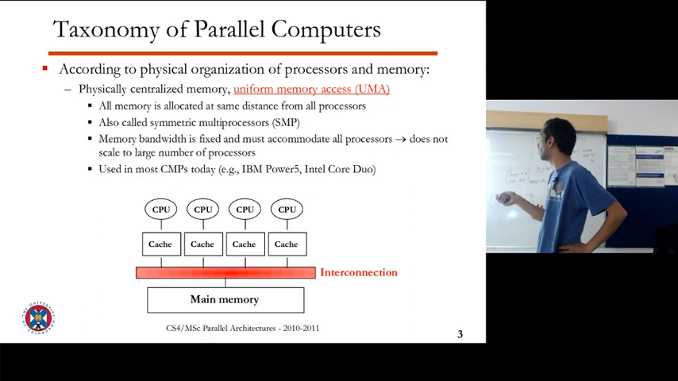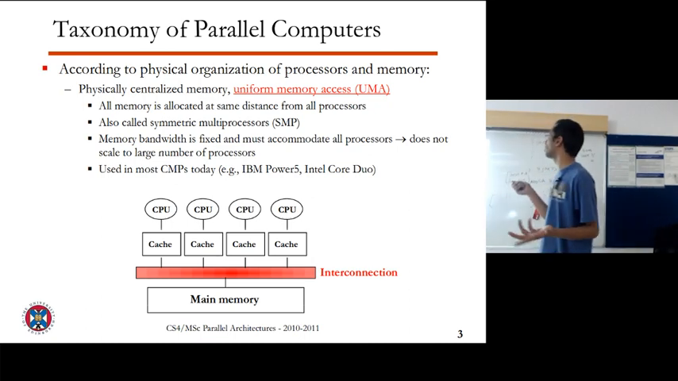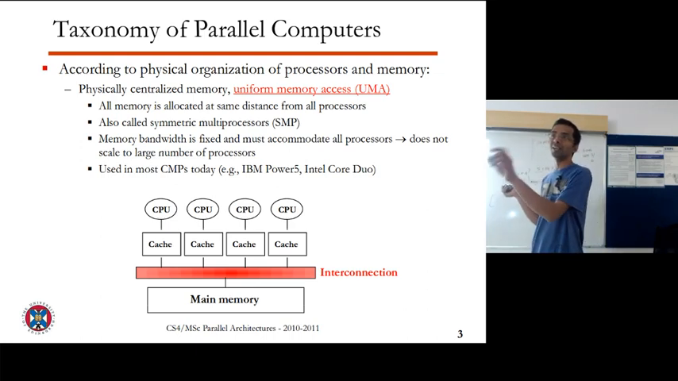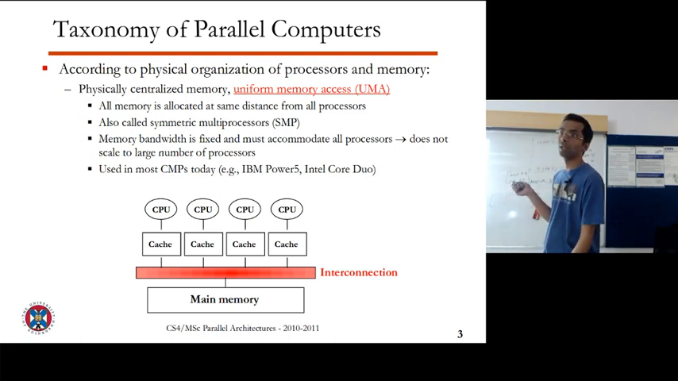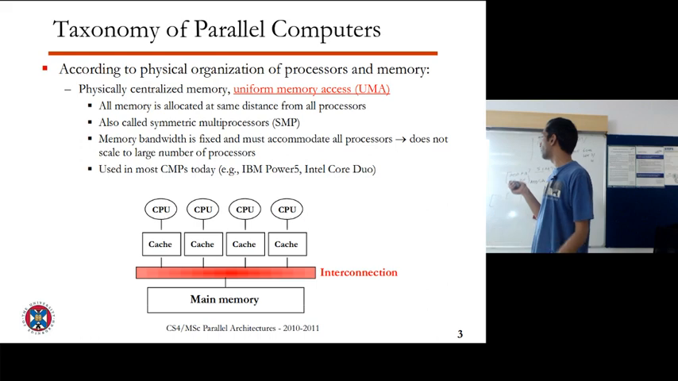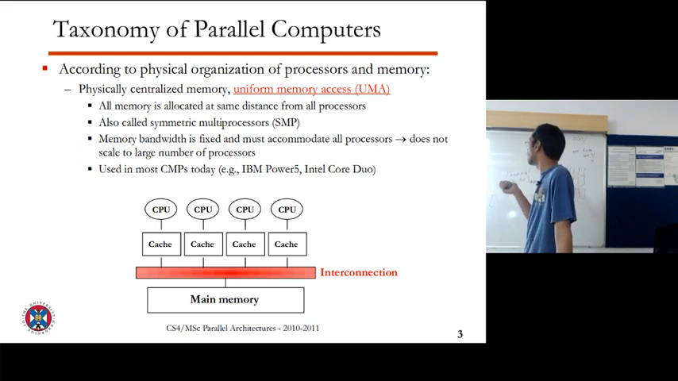So here, for example, all memories are located at the same distance from all processors, and it's also called symmetric multiprocessor (SMP). On many of your processors you will see something called SMP written. That's what it means, because it is the same kind of processors symmetrically aligned. Memory bandwidth is fixed and must accommodate all processors. So this automatically means that it does not scale for a large number of processors, right? Meaning you have a single interconnection over which all of them are talking, so your bandwidth is limited. But it's used most commonly for most multi-core systems today.